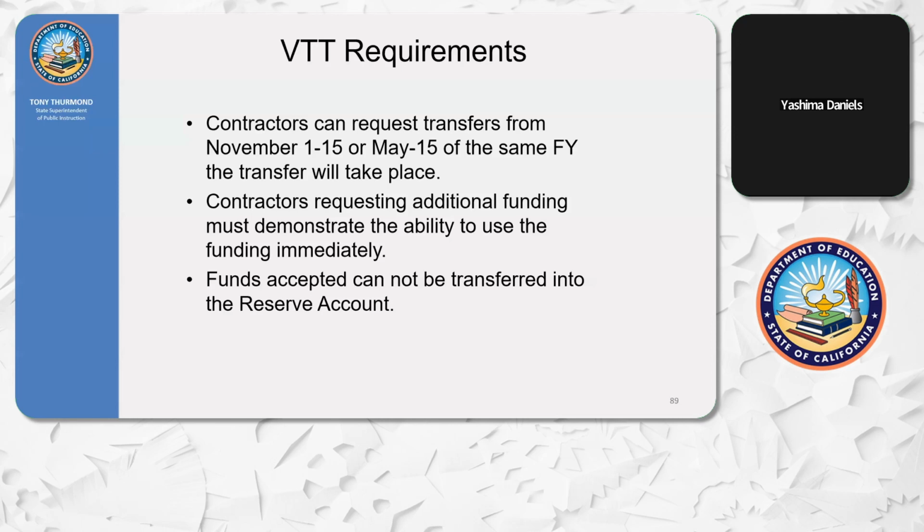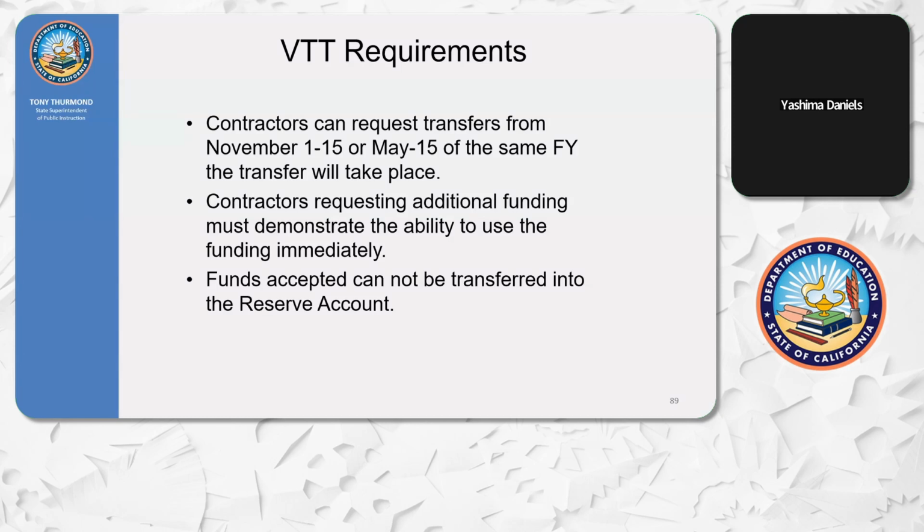Okay, so let's talk about some VTT requirements. Participating contractors must be in good standing, which means full compliance with funding terms, contract terms and conditions, and fiscal reporting requirements. Per Education Code 8275.5, status does not necessarily prohibit an agency's eligibility to request a transfer.